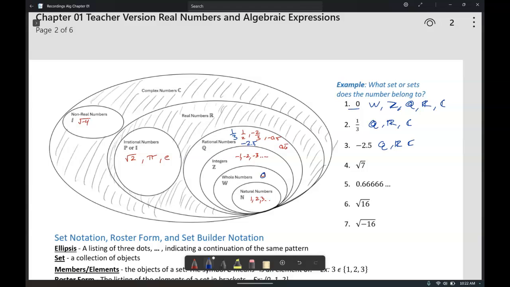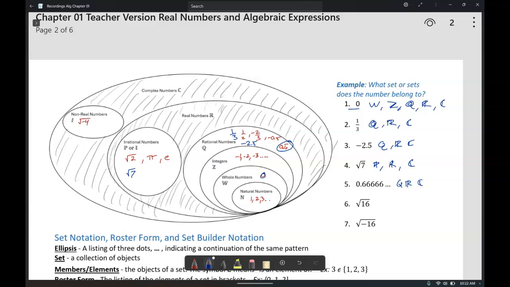The square root of 7, I can't take the square root of 7. If I do, I get a non-repeating, non-terminating decimal. So that's an irrational number. And so we can put it in the irrational category. It still makes it real. It's still a real number, and also a complex number nested in that category. 0.66666, that's a repeating value. We've got that here. So it's rational and real and complex.